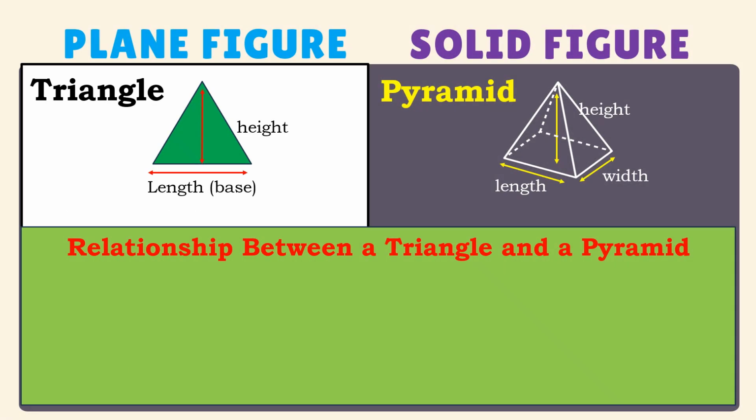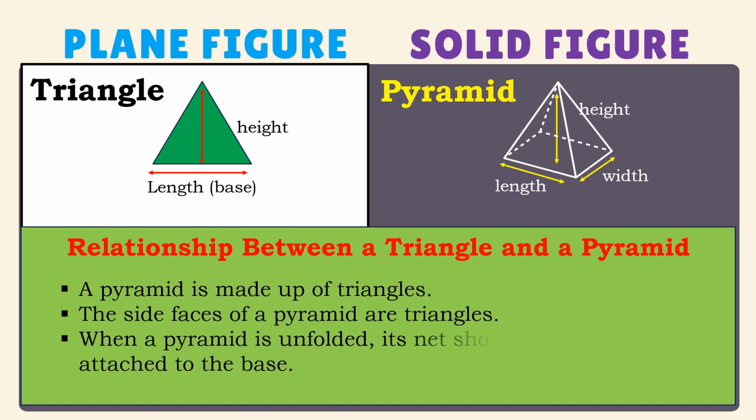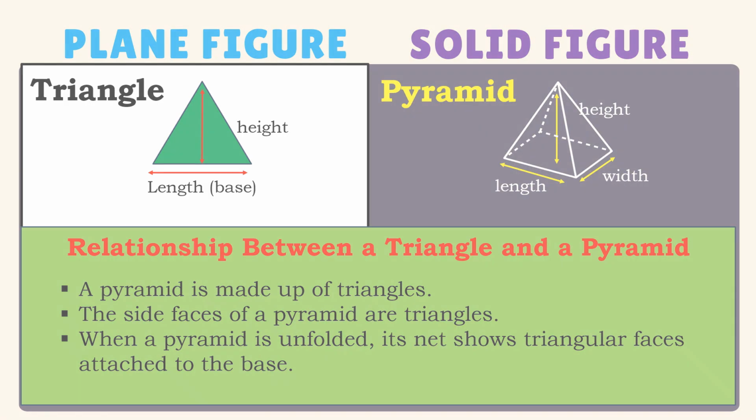What is the relationship between a triangle and a pyramid? A pyramid is made up of triangles. The side faces of a pyramid are triangles. When a pyramid is unfolded, its net shows triangular faces attached to the base.